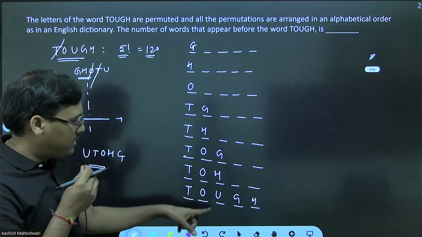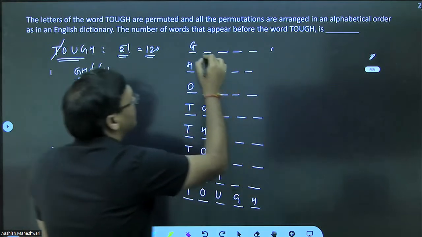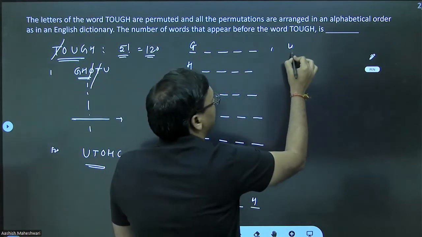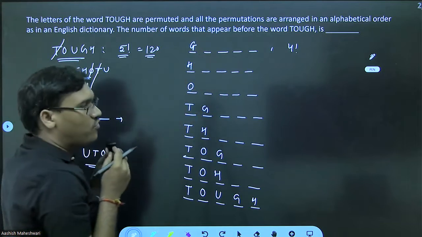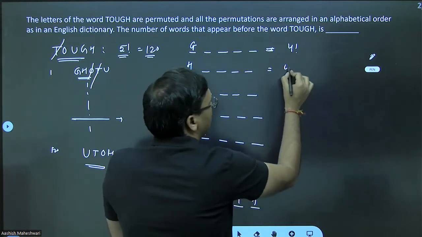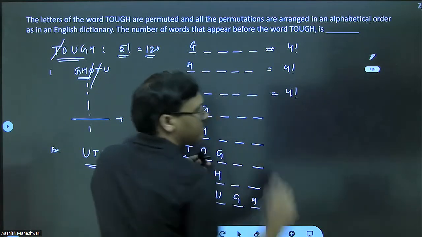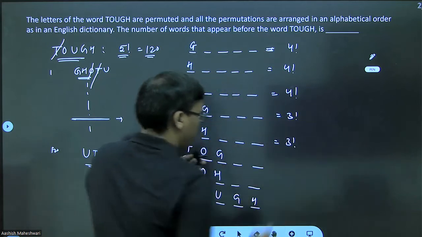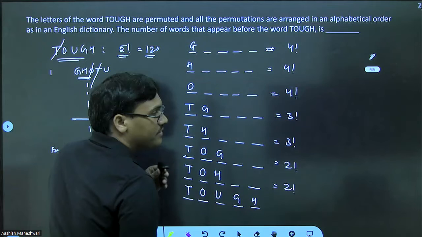Now, how many such words do we have? How many words can be made starting with G? 4 factorial words, because we have 4 different letters remaining for 4 places. So the total number of words is 4 factorial. For H also we can make 4 factorial words. Here we can have 3 factorial words, and this is again 3 factorial words. Here we have 2 factorial words, and here we have 2 factorial words, right?